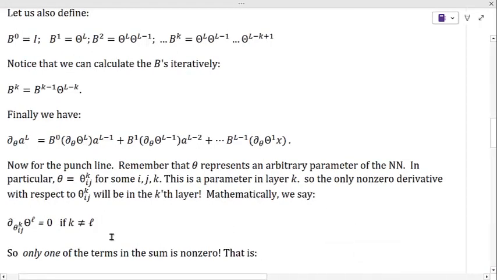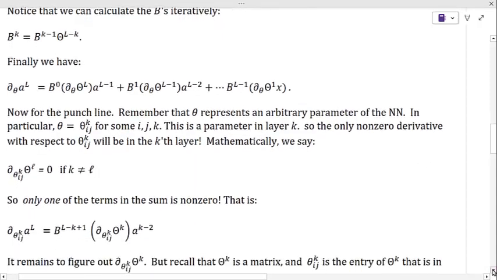So I can summarize what I've been saying: if I take theta L, where L represents a layer, and I take the derivative of theta L with respect to some parameter in layer K, then all of those derivatives are going to be zero if K is not equal to L. Now remember, theta L is a matrix, so there's actually not just one derivative, but a derivative of every entry in this matrix. But all those derivatives are zero. So only one of these terms is going to be non-zero, and that's the term that relates to layer K.